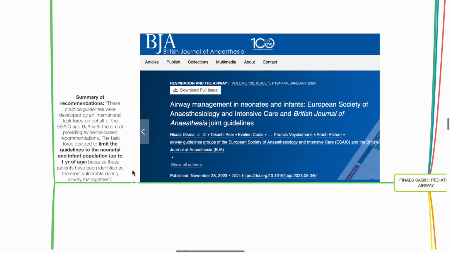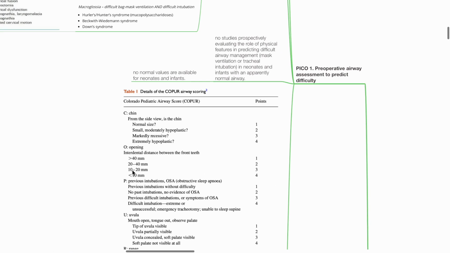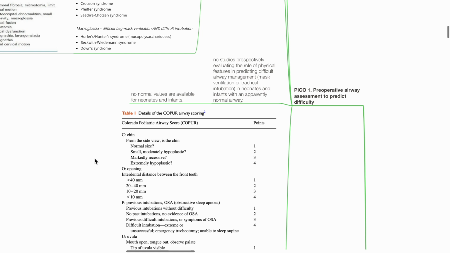Lastly, we shall discuss a summary of recommendations from Airway Management in Neonates and Infants, European Society of Anaesthesiology and Intensive Care, BJA Joint Guidelines 2023. These practice guidelines were developed by an International Task Force on behalf of ESAIC and BJA, and the recommendations are limited to the neonatal and infant population up to 1 year of age because these patients have been identified as the most vulnerable during airway management. PICO 1: Preoperative airway assessment to predict difficulty.